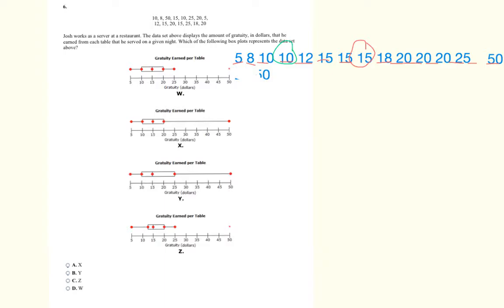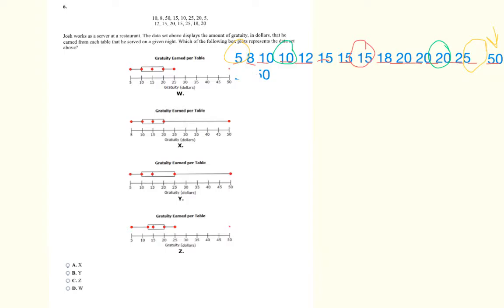And I need to find the upper median, or upper quartile, which is going to be the median of 18 through 50. And that's going to be the 20. And so then I just need to find my lower extreme and my upper extreme, which is the lowest and biggest number. So here my lower number is 5, my lower extreme. And now 50, that's an obvious outlier. So while that is my biggest number, I'm not going to include that in my box plot because it's an outlier. I'm going to make 25 my upper extreme.